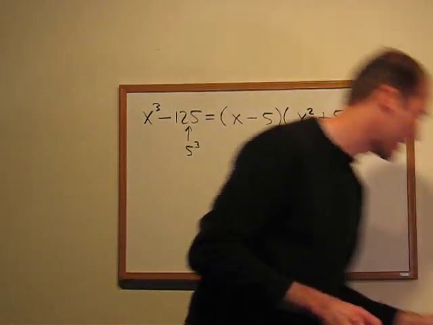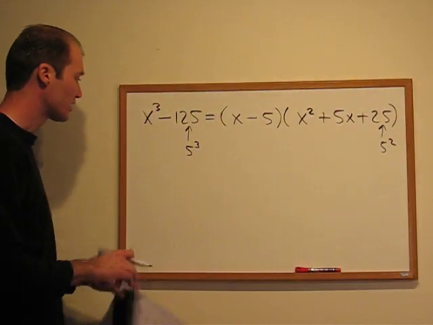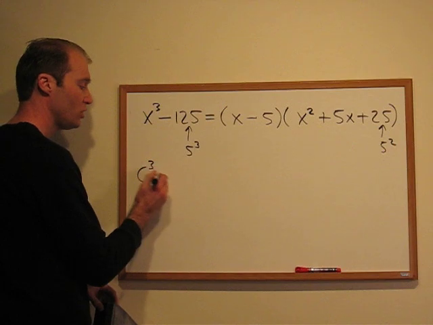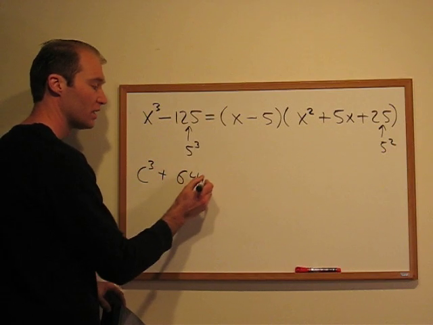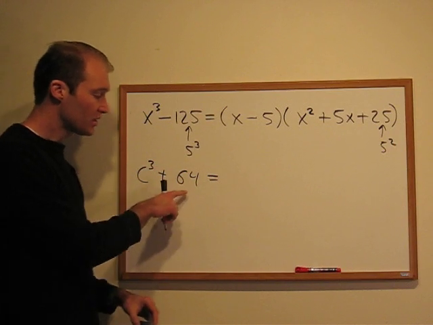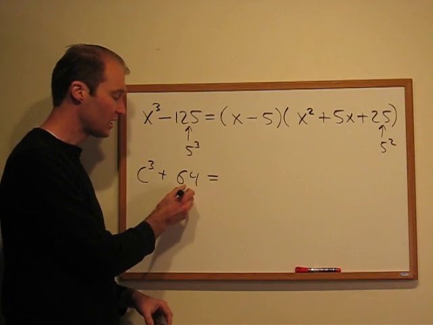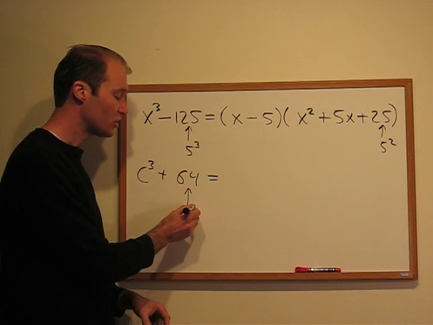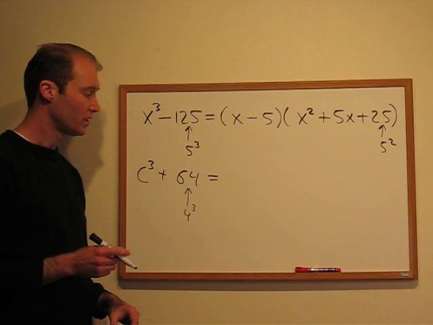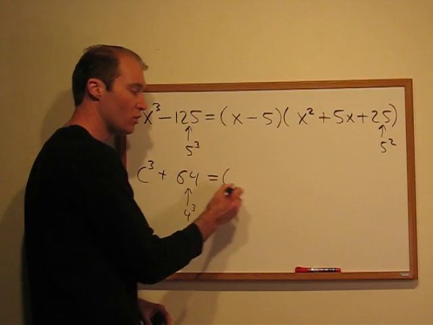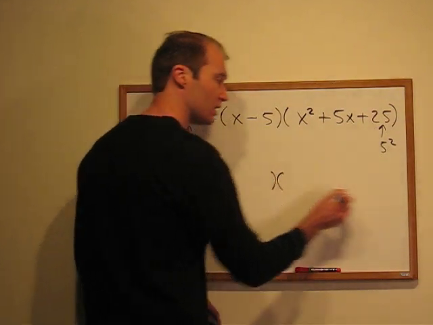What do I have here? I have c cubed plus 64. Well, 64 is another one of those numbers that I recognize as a perfect cube. I know that it's just 4 cubed. So this is going to break down into a binomial times a trinomial.